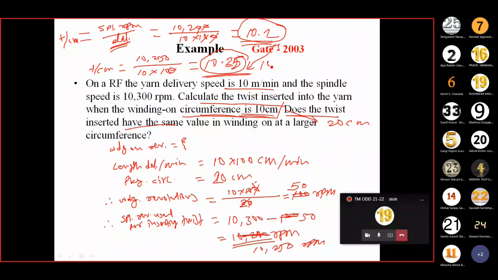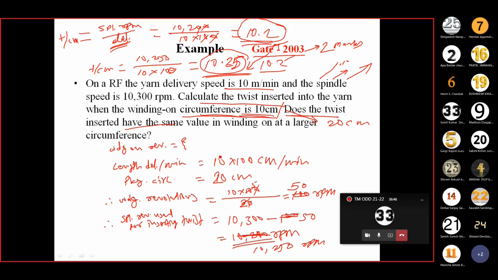If it came exactly 10.2, then it would be the same. Because this is turns per centimeter. When you calculate in turns per inch, it will increase. When you calculate in turns per meter, again it will increase. So the twist inserted changes, but that change is negligible. That is your conclusion. So in this way, we have to solve this numerical. This question was asked in GATE 2003, and you may not believe that it was asked for only 2 marks.